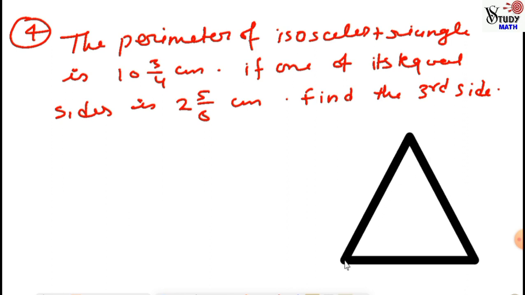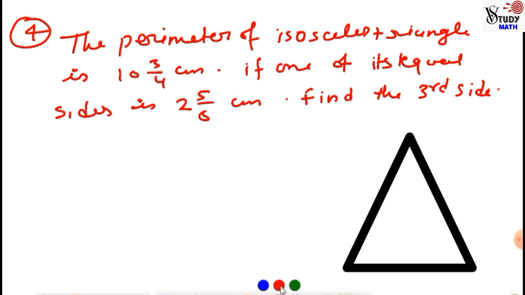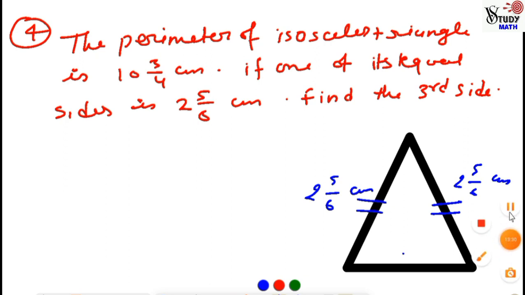This is the triangle we have, and in this triangle this side is equal to this side, and this is the non-equal side. The dimension of the equal sides here is 2 and 5 by 6 centimeter and 2 and 5 by 6 centimeter. So dear students, solve this question.